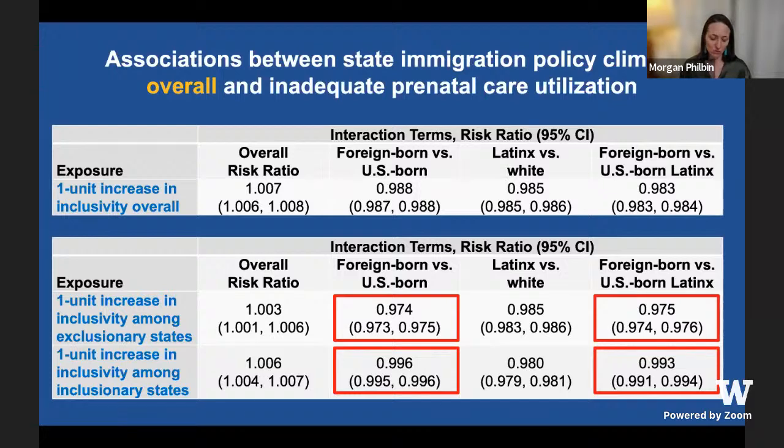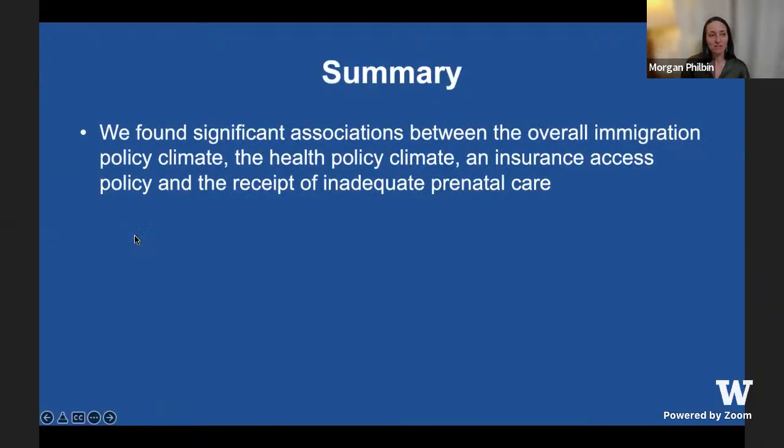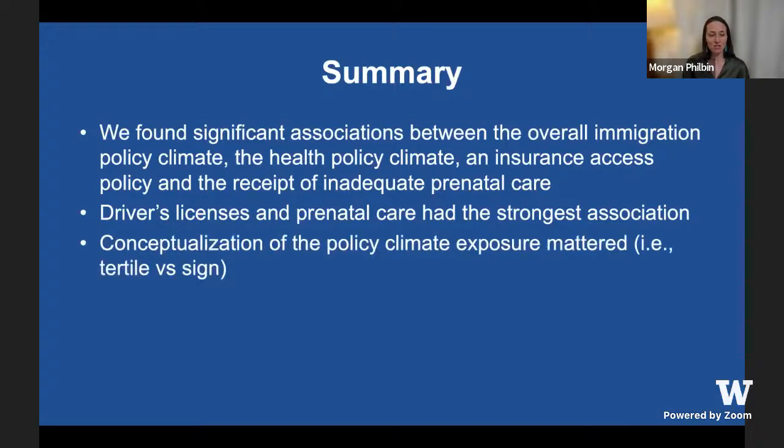But I'm showing you this to give you a sense of when we're doing this, how carefully we're thinking about the exposure and how some little shifts in the way we categorize things can affect the types of outcomes that we get. So briefly in sum, we found significant associations between the overall immigration policy climate, the health policy climate, and insurance access policy and the receipt of inadequate prenatal care. We also actually found the strongest association between driver's licenses and prenatal care. And then, as I mentioned, the conceptualization of the policy climate exposure mattered. So thinking about tertile versus sign or continuous measure.